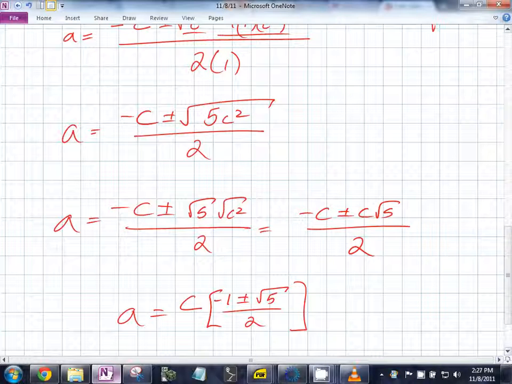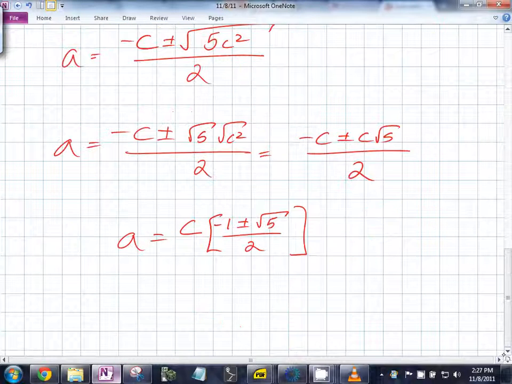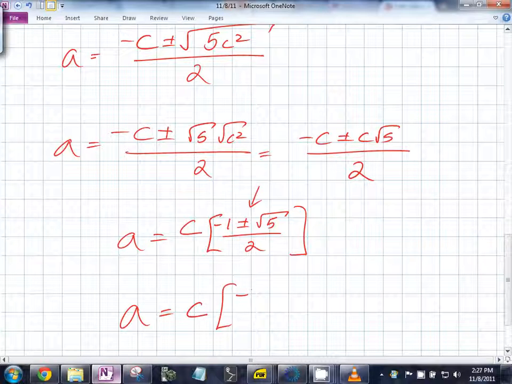We have two answers here, plus or minus. Which one are we going to take? The plus, because if we do negative 1 minus root 5, we're going to end up with a negative number. Root 5 is greater than 1, so when you add it to negative 1, you get a positive. So a is therefore equal to c times negative 1 plus root 5 all over 2.